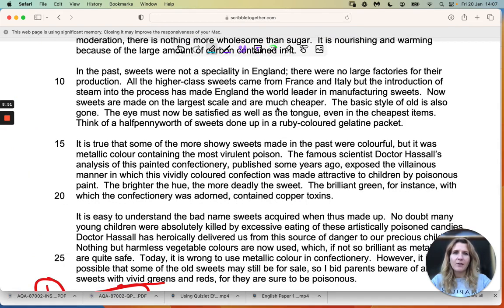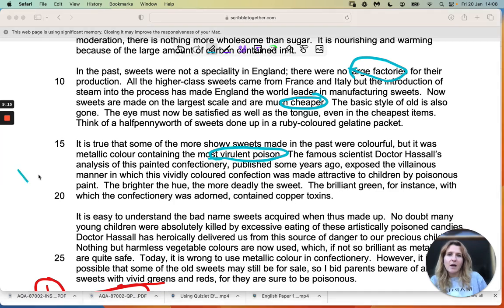Now sweets are made on a larger scale. They're much cheaper, describing them made in large factories. Cheaper. The basic style of old is also gone. The eye must now be satisfied as well as the tongue. It's true, more showy sweets were colorful. Its metallic color contained a virulent poison. Oh dear. Okay, so suddenly we're getting, even though it's great now, this is highlighting a danger. So there's a shift. Okay.